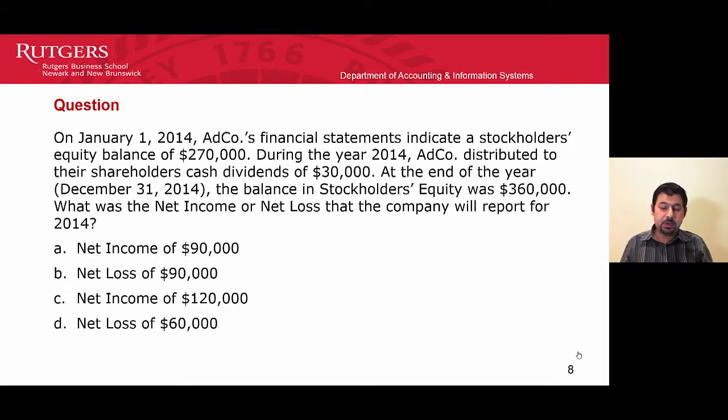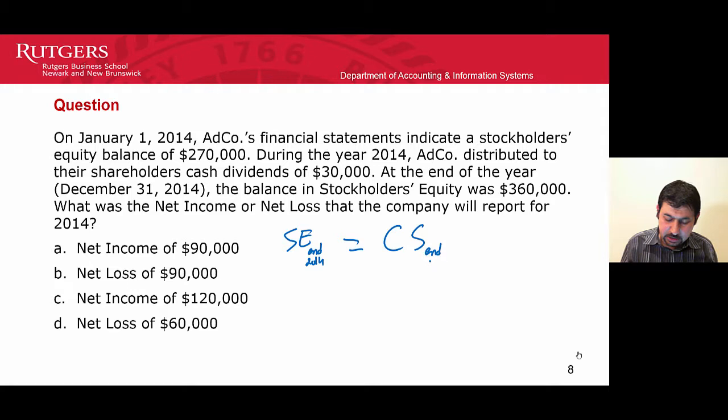This problem is a typical exam problem where they would ask you to calculate the net income or the net loss. And the way to think about it, we should think about it in a general way. So first, we need to start thinking about stockholders' equity and break it down into its components. So stockholders' equity at the end of 2014 is equal to common stock at the end of 2014 plus retained earnings ending 2014.